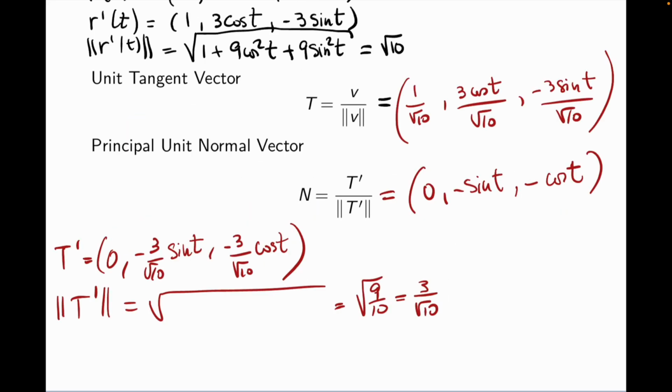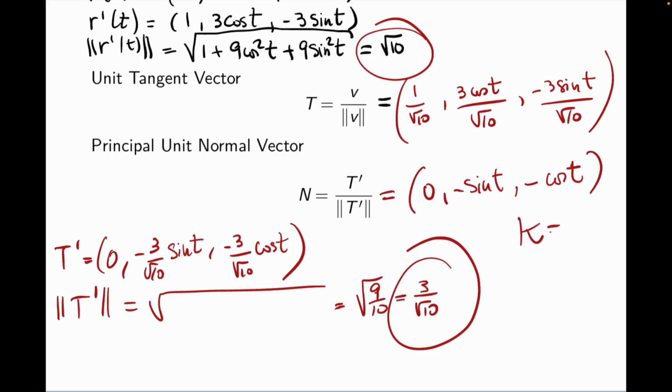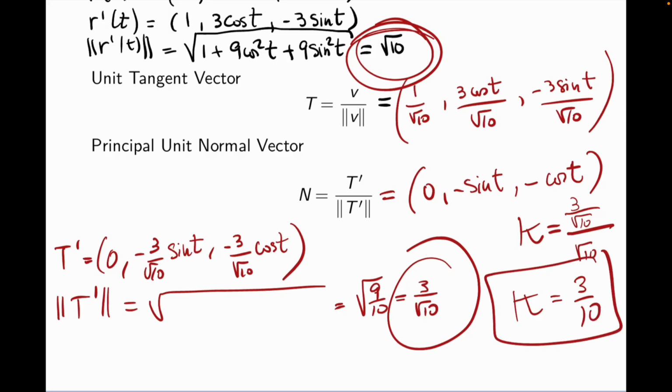In the previous example, though, in which we have a curve in which the velocity was constant, we have here the norm of the velocity and we have the norm of the derivative of T. So just the division of these two is going to be the curvature. So the curvature will be equal to that divided by the norm of v, which is this. So the curvature is 3/10, the curvature of this curve.